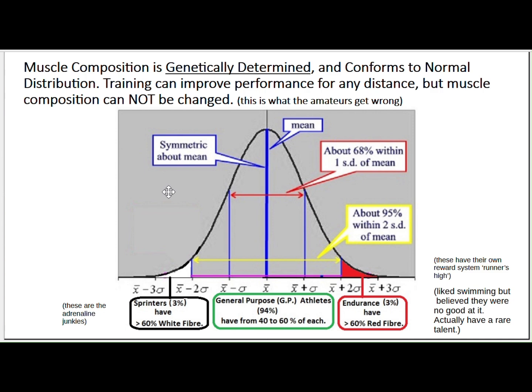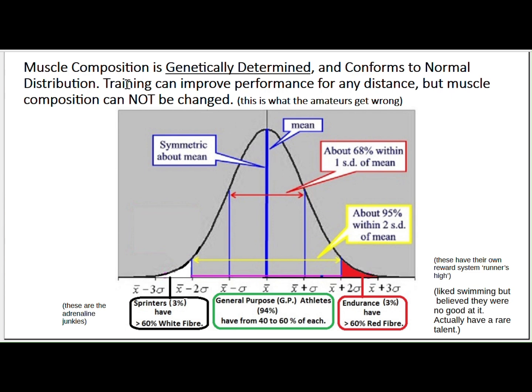So if you take a big crowd of people, you find that there's a big heap of them here in the middle. They've got a fairly balanced distribution of muscle fibre between red and white, about half of each. And there are fewer and fewer people who have these aptitudes out on the ends.